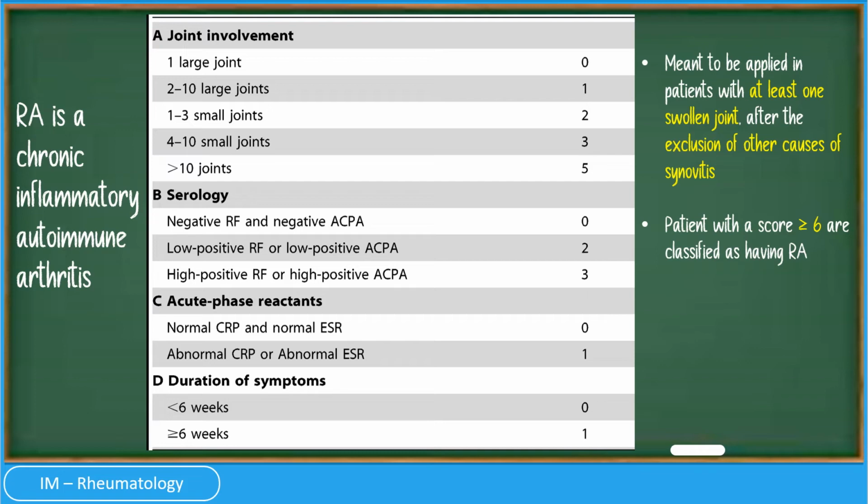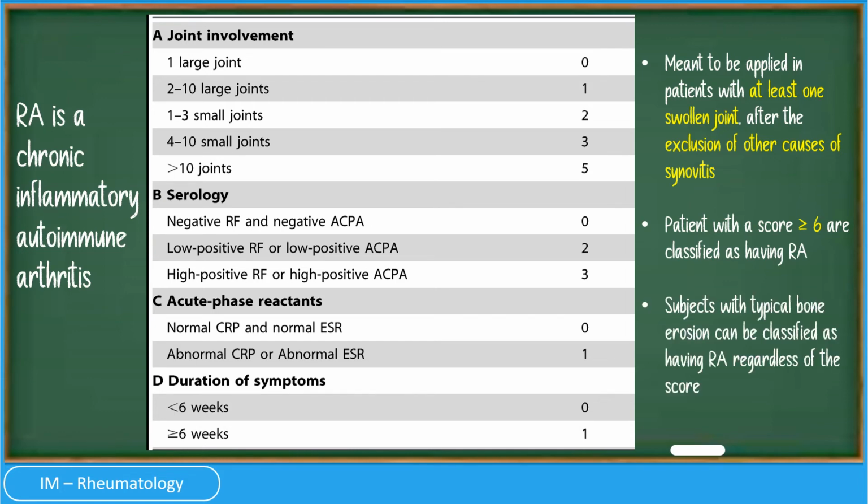It appears that the number 6 is significant in rheumatoid arthritis. For definitive arthritis, it requires a score of more than or equal to 6, and for the duration of symptoms, a score of 1 is awarded if the symptoms have occurred for more than or equal to 6 weeks. Lastly, subjects with typical bone erosion can be classified as having RA regardless of the score.